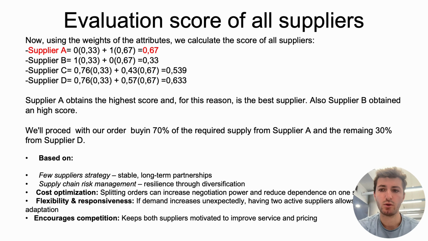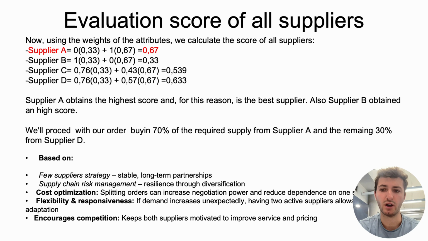Using these weights, we calculate the overall score of our suppliers. Supplier A achieved the highest score, equal to 0.67, making it the best choice. Also, supplier D performed well with an overall score of 0.633. Based on these results, our final decision is to place 70% of our order with supplier A and the remaining 30% with supplier D.